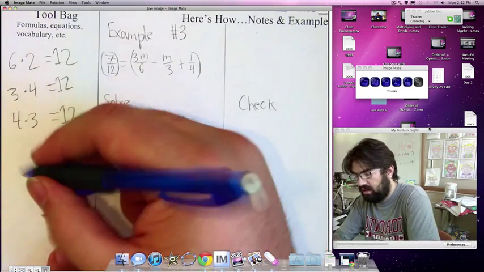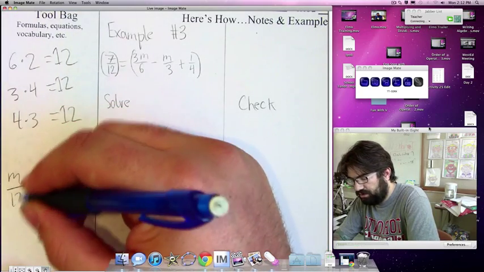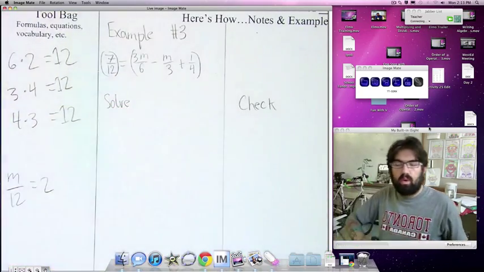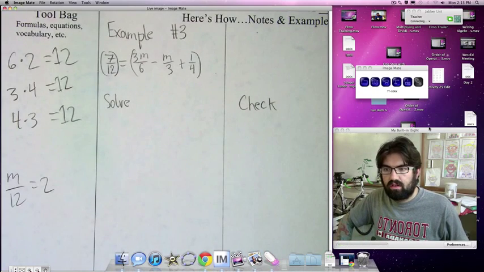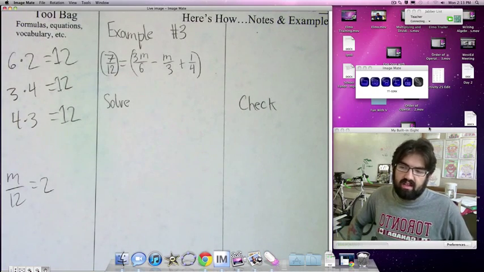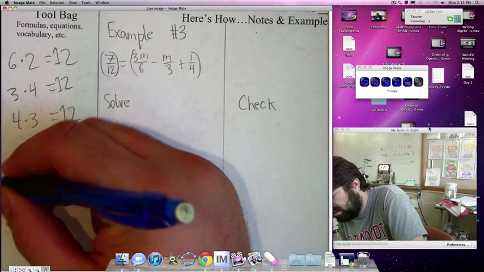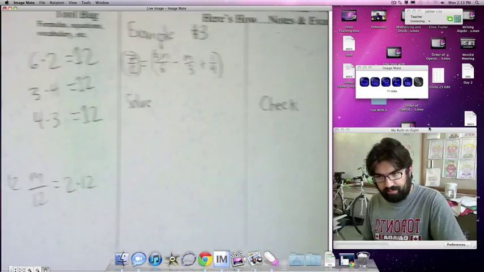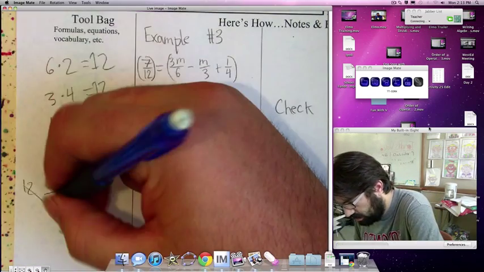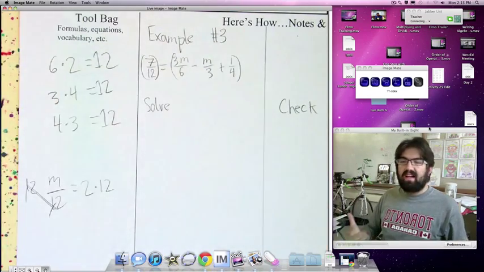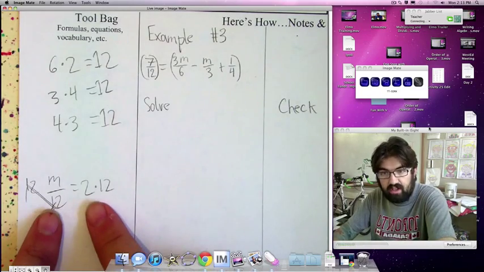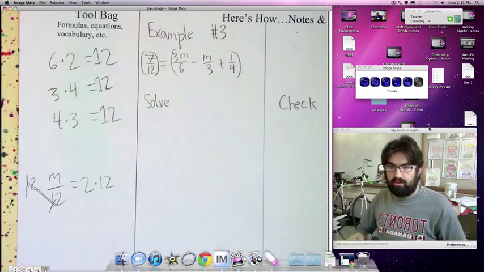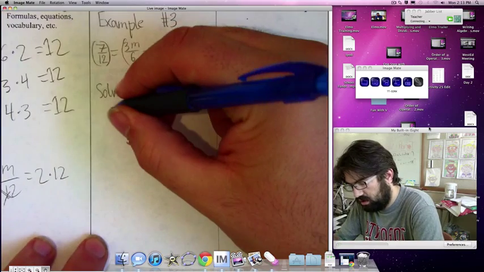If I had m divided by 12 is equal to 2, what would you do to both sides? Well, the opposite of dividing is multiplying, so I would multiply both sides by 12 and solve for m, wouldn't I? Well, it's the same idea. I'm going to multiply both sides of the equation by 12. So, here we go.